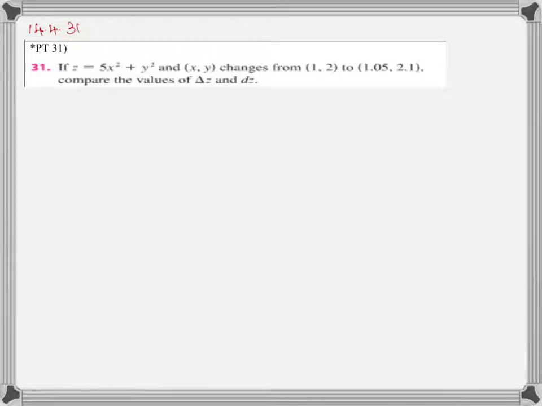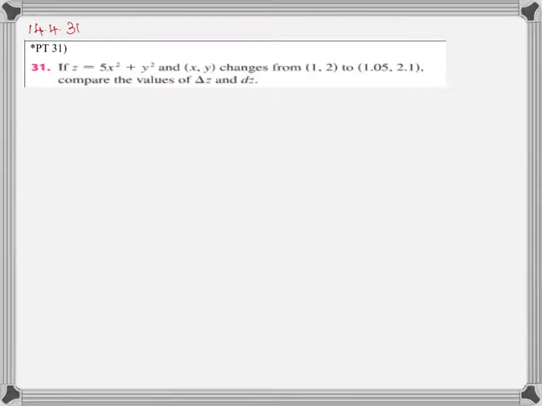Hi, in this video, I will be showing you problem number 31 of chapter 14, section 4. If z equals 5x squared plus y squared and (x, y) changes from (1, 2) to (1.05, 2.1), compare the values of delta z and dz.